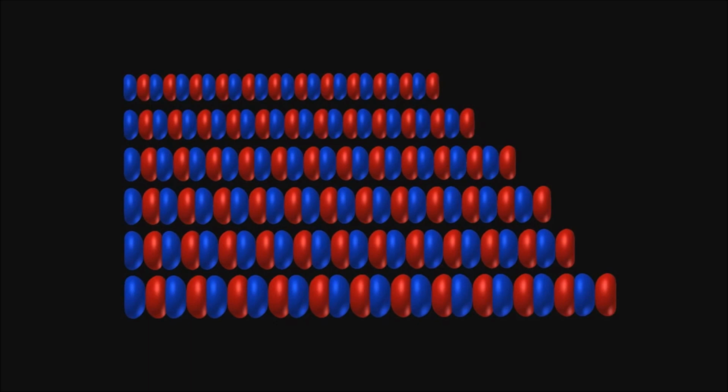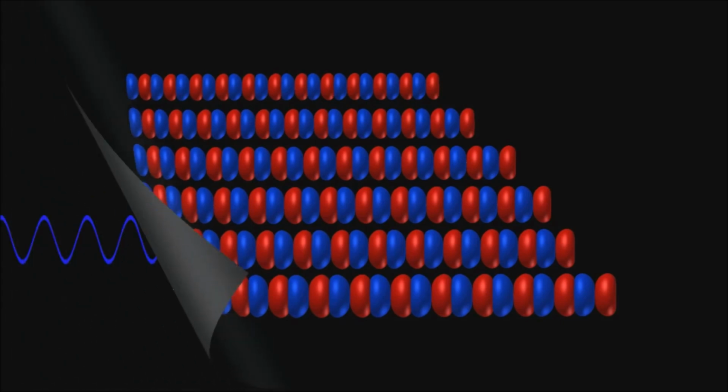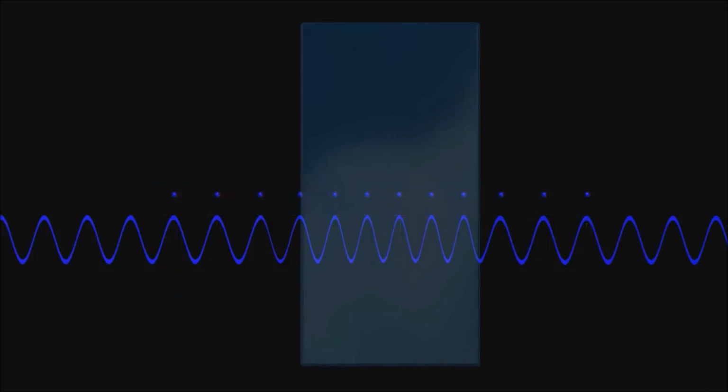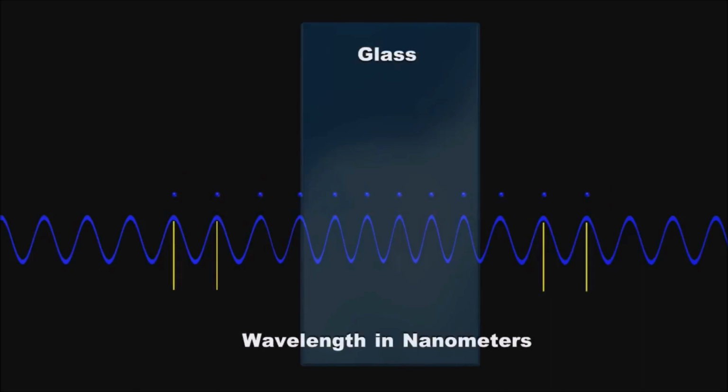Now the fields are shown as red and blue polarity fields. This image represents what happens to the fields as a row of photons pass through the glass. Notice how the fields are compressed as they pass through the glass. Remember that the fields are actually invisible.